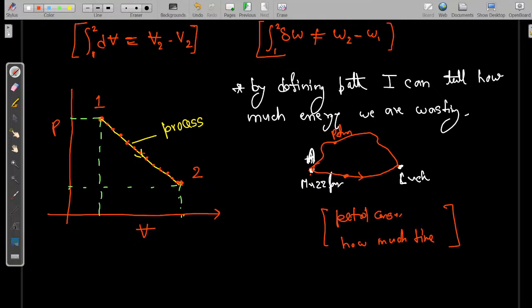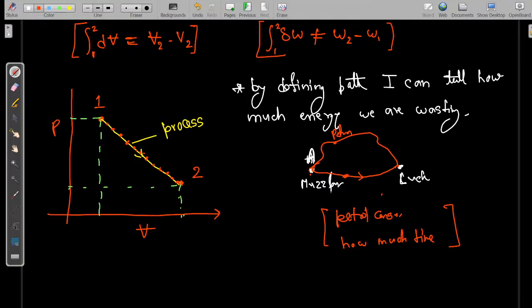Okay, the moment you say, sir, I am following this path, then I know that you are following this path. So what is the length of this path? How much time will it take? How many stoppages do you have to take? So by defining the path, I am easily able to extract all the other properties.